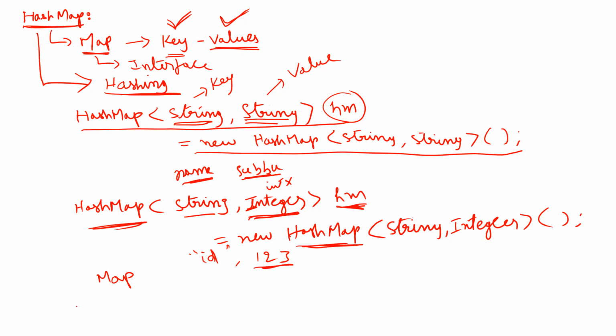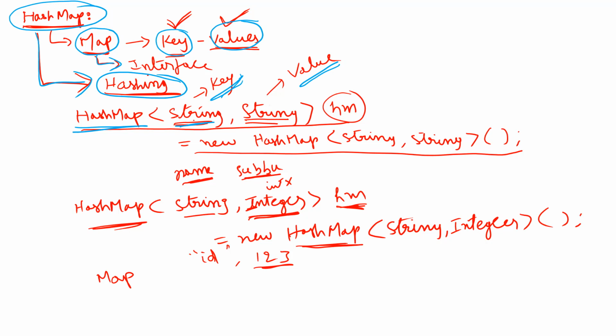Let's see this one more time. So what is a hash map? A hash map is implemented from an interface map, and the map stores the data in the form of key value pairs. So this is an interface here, and this hash map uses a technique called hashing internally to store the data. To create a hash map, first we have to write HashMap, and then since it stores the data in the form of key value pairs, we have to give a key and a value. The key here is a string object and the value is also a string object. So we would like to store name and Subbu.